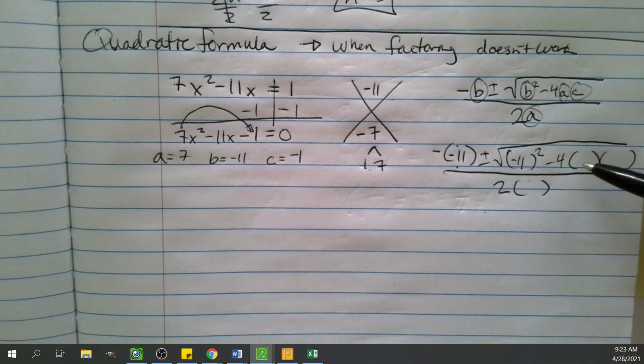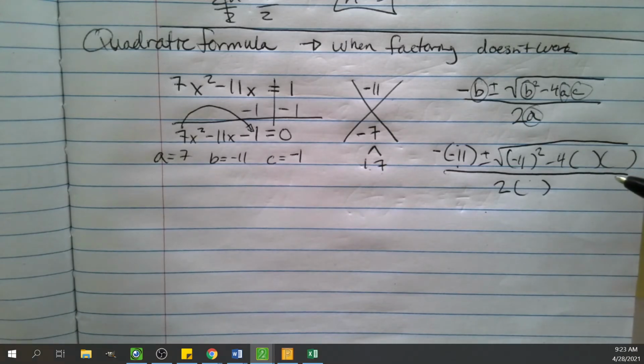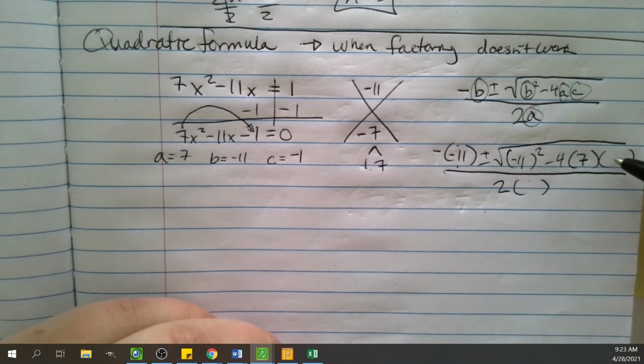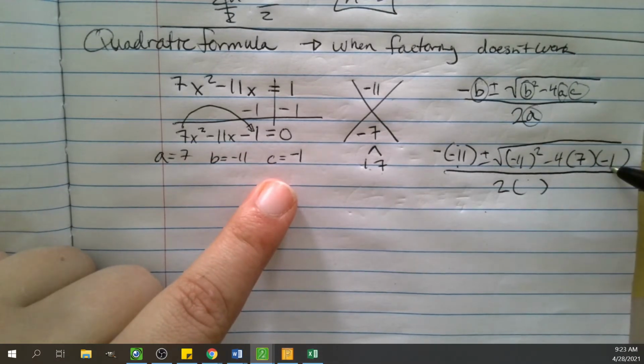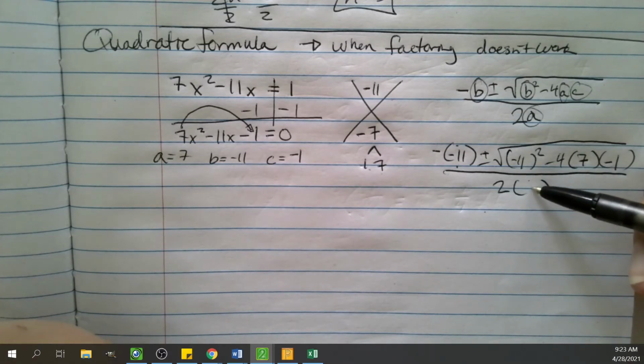Manny, what goes here? What's my A? Pardon? Yeah, just 7. Adonai, what goes here? -1. Good. Jonathan, what goes in the base? What's my A?